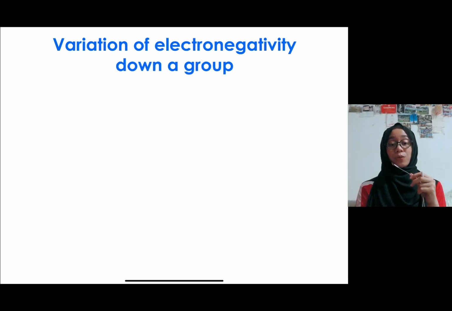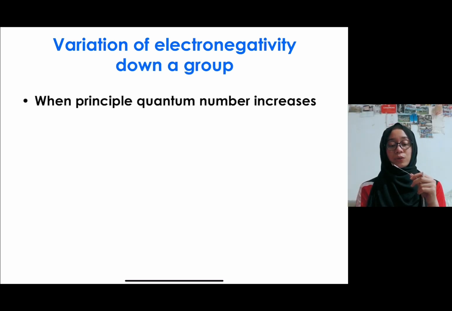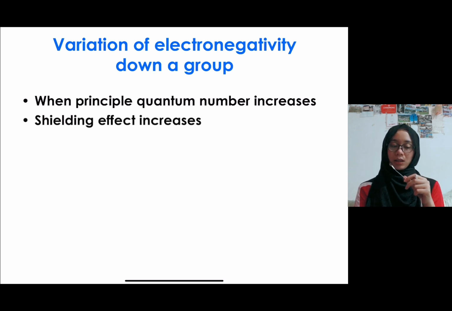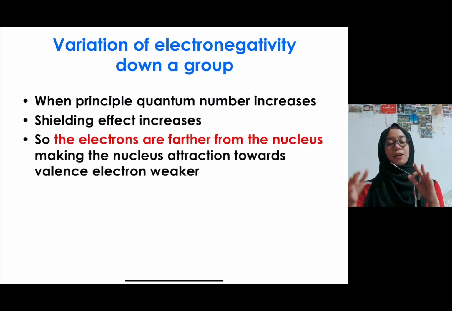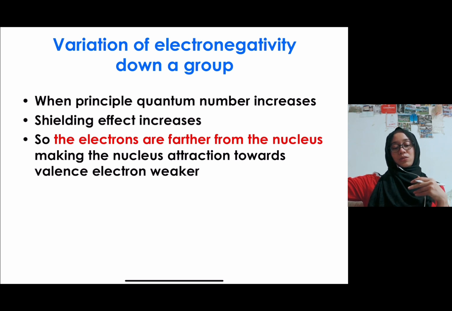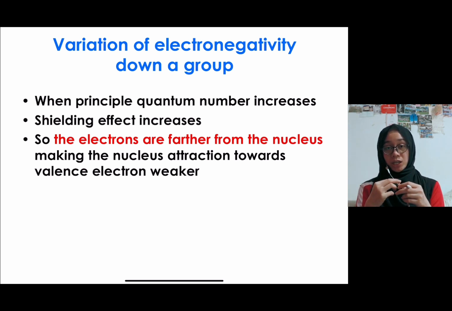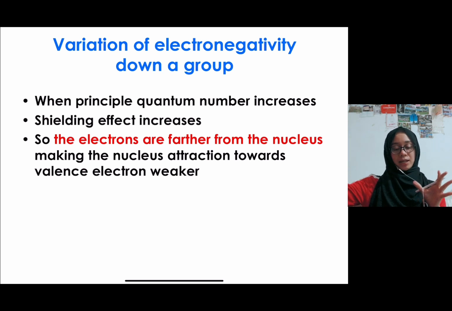So what about going down the group then? So kalau going down the group, principal quantum number increases, shielding effect increases. So the electrons are further from the nucleus, so making the nucleus attraction towards the valence electron becoming weaker. So apa jadi dengan size? Size jadi makin besar kan?